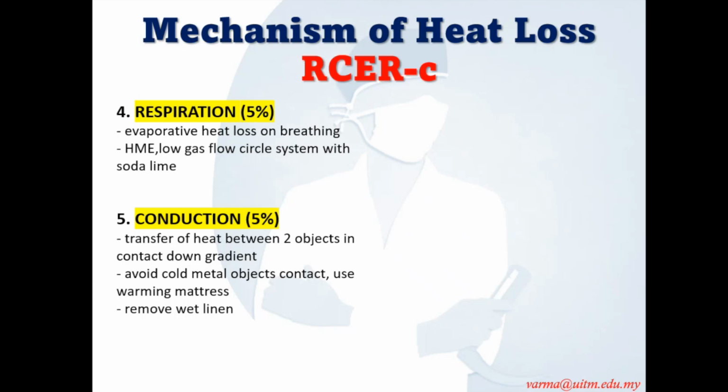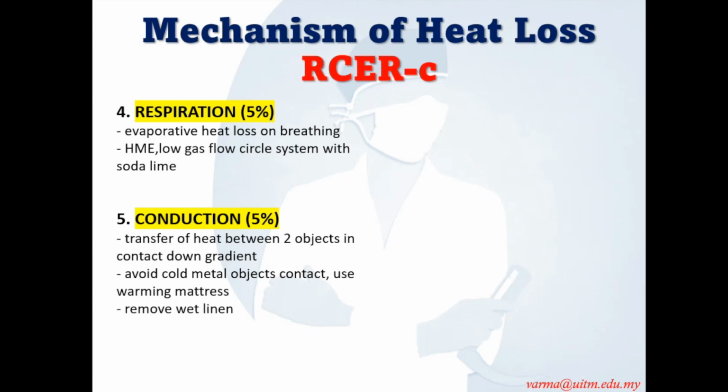And if there is a linen that is wet, if the surgeon is using washing lead, we usually change it, because if it's wet and cold, direct heat transfer will occur from the patient's body to the object in contact. So avoid cold metal objects contact, use warming mattress, remove the wet linen. That's why even when the arm is by the side on the arm board, we usually put a blue sheet or a green linen to cover it up, because we don't want the patient's body directly in contact with an object.